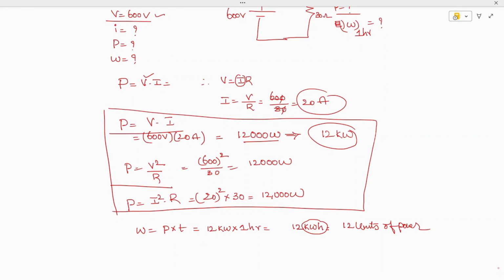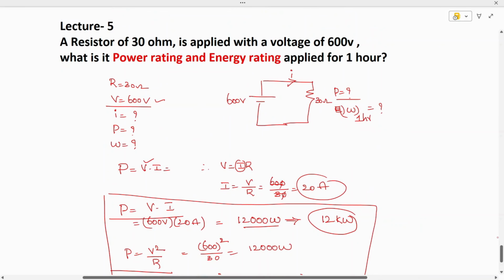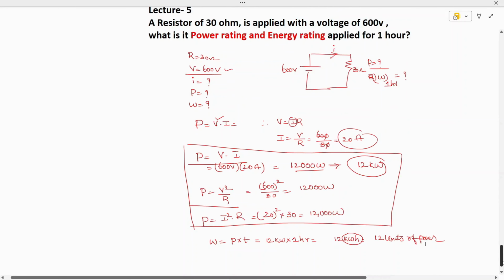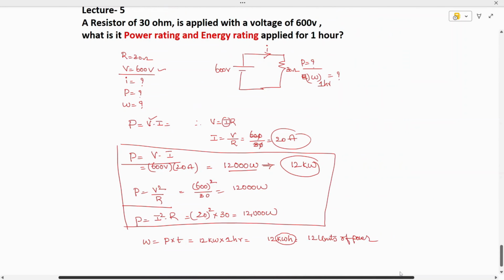Okay, let's try one more style of representing the parameters. Here the voltage, current, and everything is given to us. Let's try to represent them in the required form. So here you can see, the voltage we are applying.